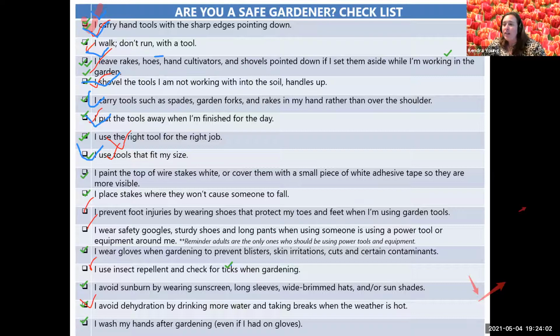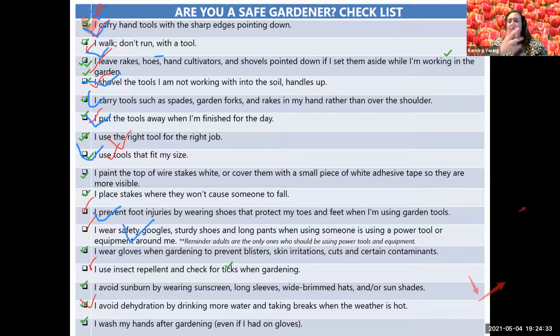You always want to wear shoes that cover your toes when you're working in the garden so that you don't accidentally hit your foot. You want to have your toes protected. And if you are working in your garden, you want to have some sturdy shoes, long pants, and goggles. If you are using any type of tool that could be potentially dangerous, you want to make sure that you have an adult with you supervising you.